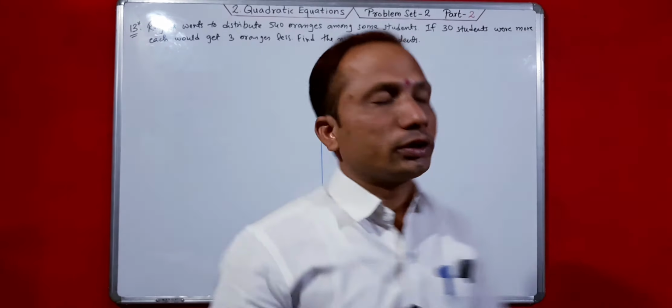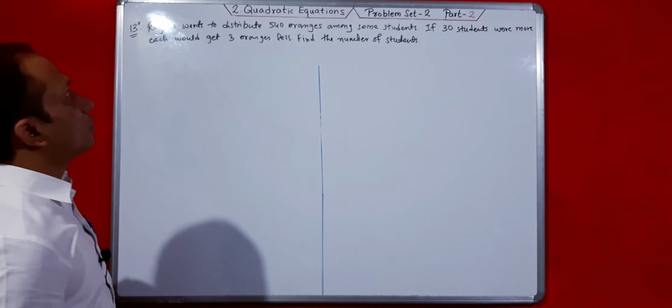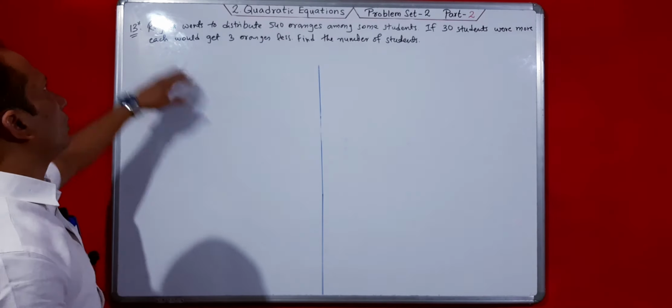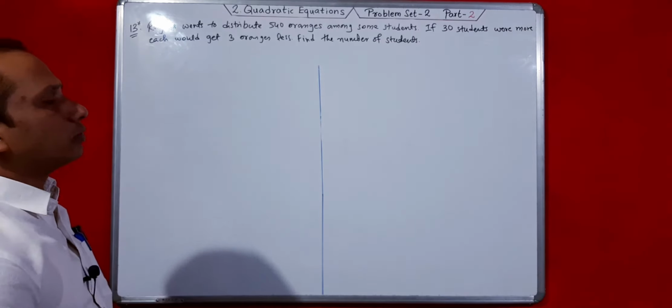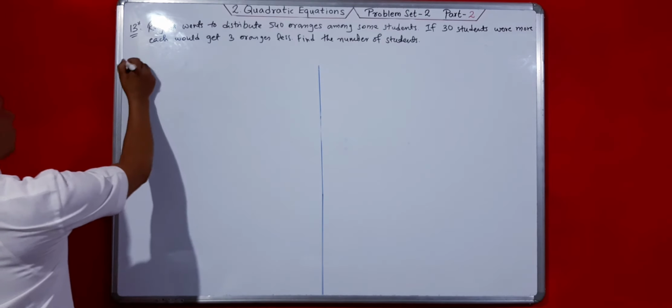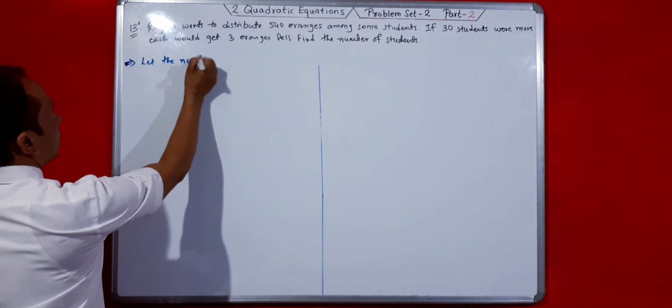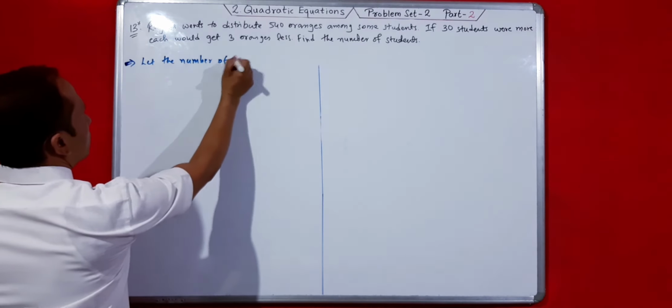Okay, so we'll solve the 13th problem. In this problem, Ranjana wants to distribute 540 oranges among some students. If 30 students were more, each student would get 3 oranges less. Let's find the number of students. So we'll select the number of students as x.